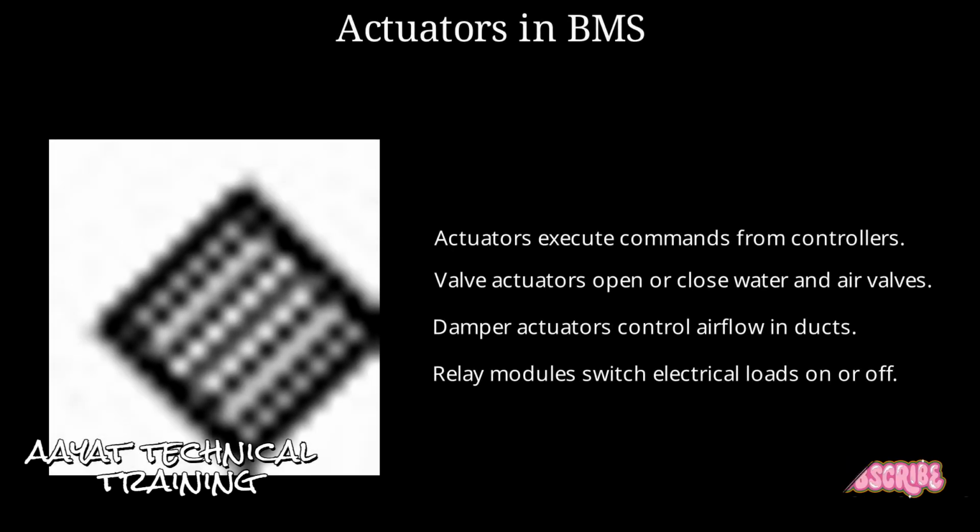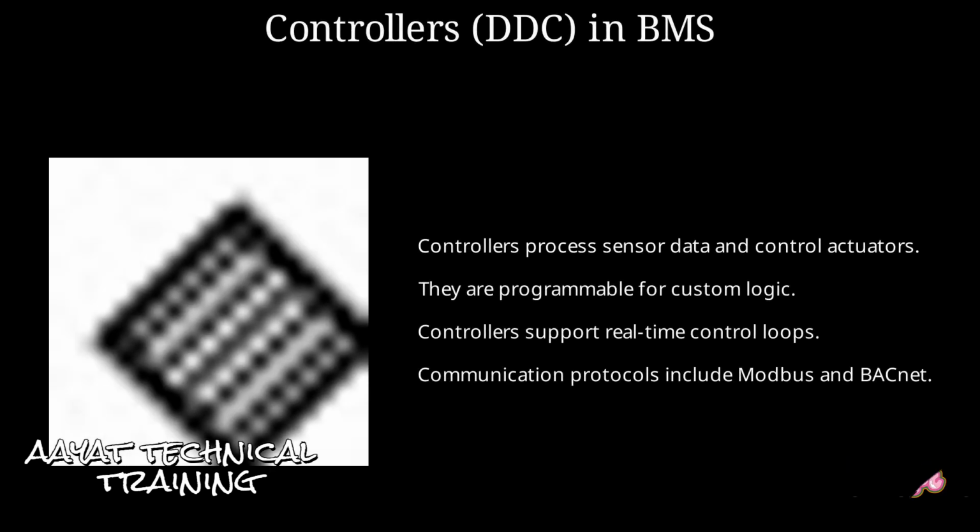Actuators receive commands from controllers and adjust mechanical operations in the building. Types include valve actuators, damper actuators, and relay modules, which control water, air, and electrical loads. Controllers, or direct digital controllers, DDC, process sensor inputs and determine outputs to actuators. They are programmable, support real-time processing, and communicate via protocols like Modbus and BACnet.